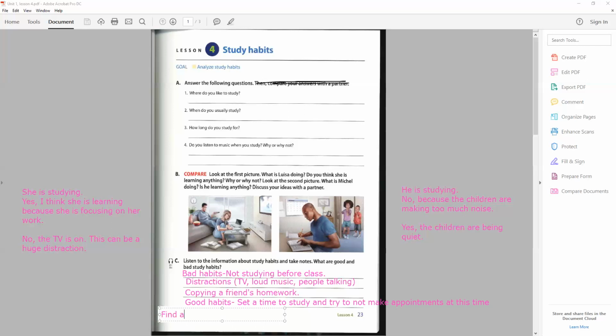Another one is find a good place with no distractions. So find a place where there is going to be no loud TV, no loud music, there's not going to be people talking, where there's going to be none or zero or close to zero distractions.